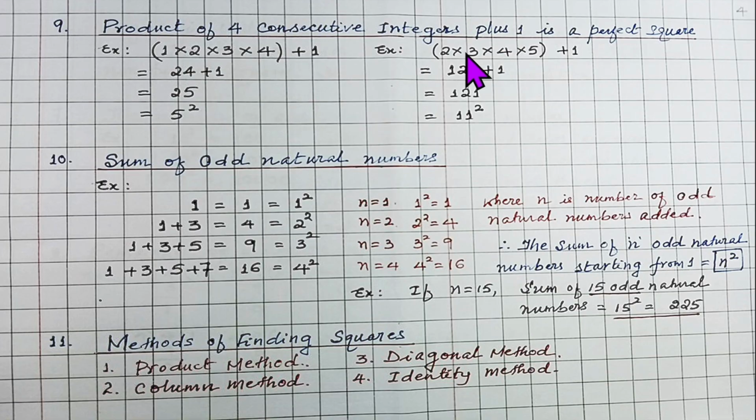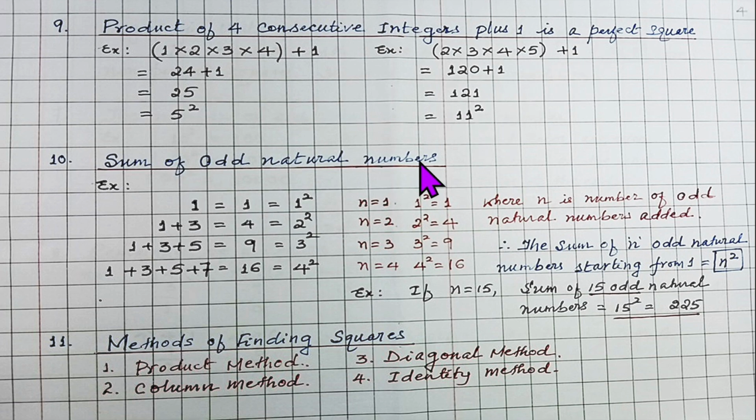Let us take one more example. 2, 3, 4, 5 are consecutive numbers. Multiply them and add 1: you get 120 plus 1, which is 121, and that is 11 square. A very important property again. So multiplying 4 consecutive numbers and adding 1 to that product, we get a perfect square.